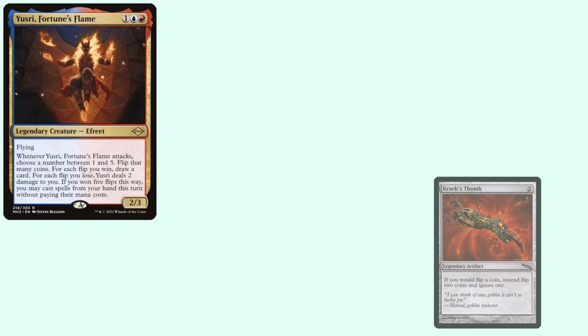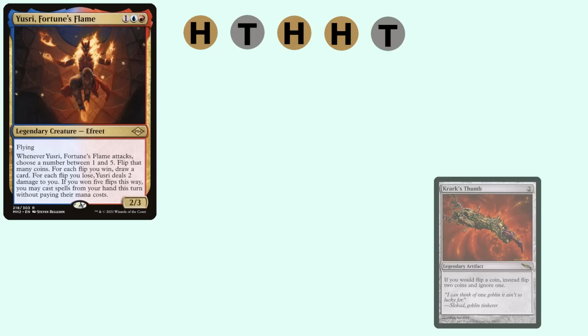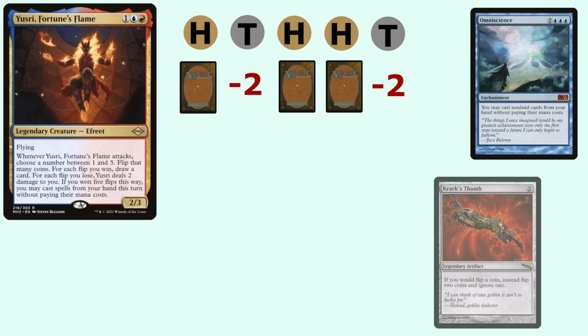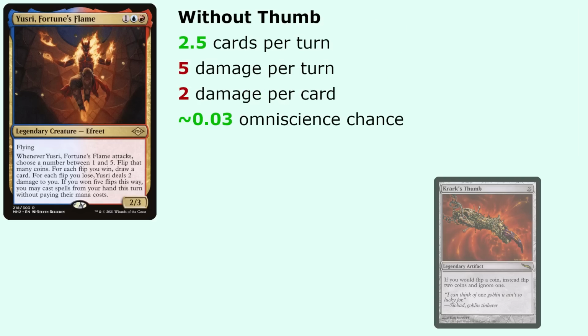Yusri is a commander that flips up to 5 coins when he attacks, most people choose 5, and his controller then draws a card for each heads and takes 2 damage for each tails. If 5 heads are hit, you get a temporary omniscience. Spells are free to cast until end of turn. On its face, this is a spicy commander. If we do the math, this is basically a creature with 2.5 double damage Phyrexian Arena stapled to it, and which also gives a roughly 3% chance of an omniscience turn.